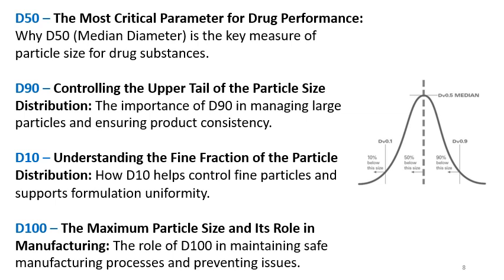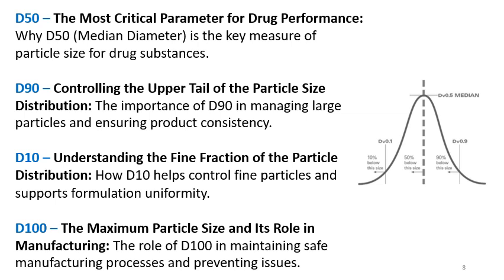Once again, we will have a quick review of D50, D90, D10, and D100. So D50 is the most critical parameter for drug performance, and you might have got a good idea about why D50, or median diameter, is the key measure of particle size for drug substance, because it is directly related to processing, content uniformity, dissolution rate, and bioavailability, and in turn it will have a great impact on the safety and efficacy of the formulations.